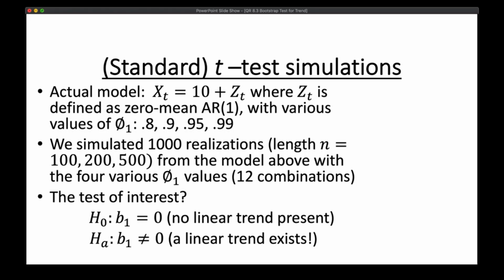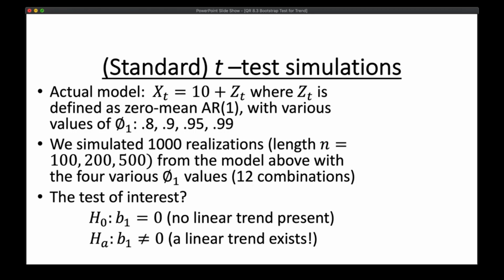And then what we did was we simulated 1,000 realizations with length n equals 100, 200, and 500, giving us 12 different combinations. We generated 1,000 realizations from each of those 12 combinations, and then we tested this hypothesis that B1, that's the slope coefficient, is equal to 0, or whether it's not. Now, again, we know the truth, the actual truth is that there is no linear trend present because this is a stationary model. So the question was, how many times did we reject that null?